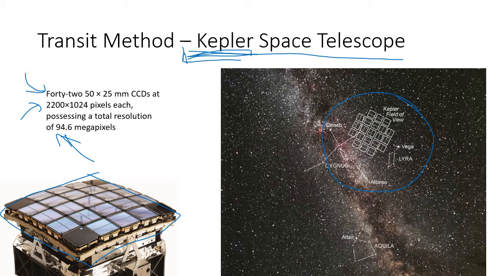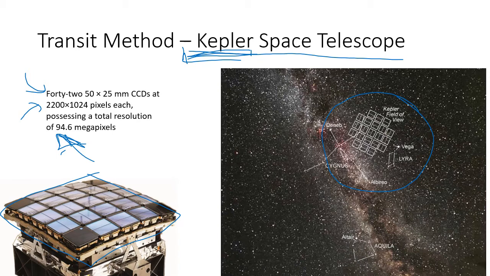Today, my digital camera's got 22 megapixels. So in order to get up to 94 megapixels, you'd only need 4 or 5 of my digital camera's CCDs. You wouldn't need 42 CCDs. But that just shows how fast this technology has changed in the intervening years. But at the time, this 96 megapixels was massive. Kepler was then designed to stare at this space.